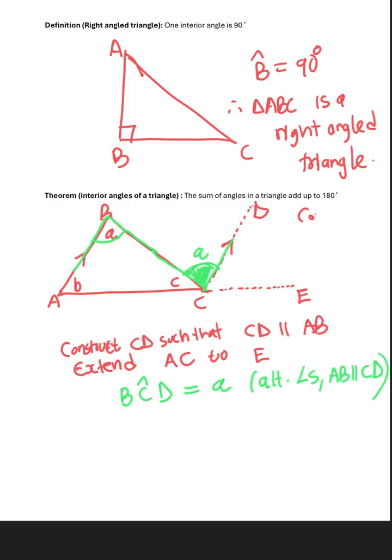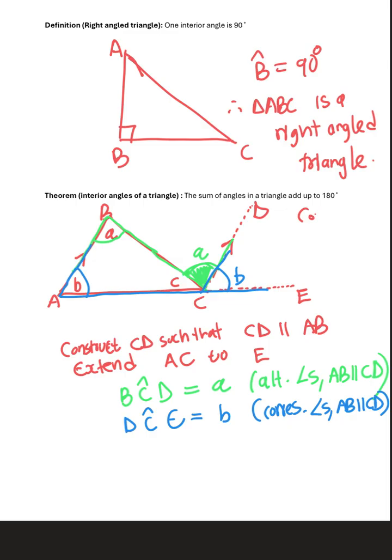And then another thing that we see here is the F shape. This is the F shape that I'm seeing. And the lines are parallel. So this angle here and this angle here, they're equal. It means here it's B. So basically angle DCE is equal to B. These are corresponding angles because AB is parallel to CD, right?